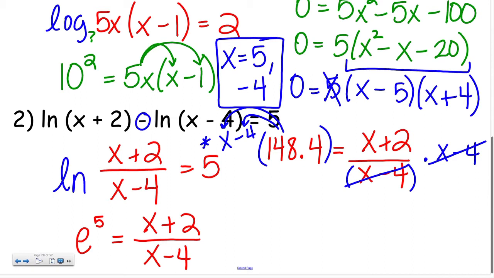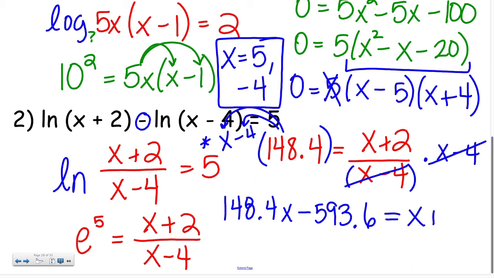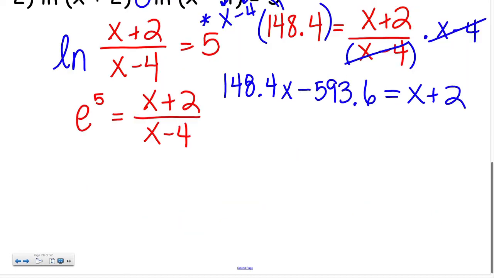So that gives me 148.4x minus, now I'm going to distribute that to the negative 4, 593, and I'm rounding it all. When I multiplied by that x minus 4, it went away on this side, so I'm just left with x plus 2. Now, even though my numbers are a little bit ugly, I can still solve it the same way I would if it was normal answers.